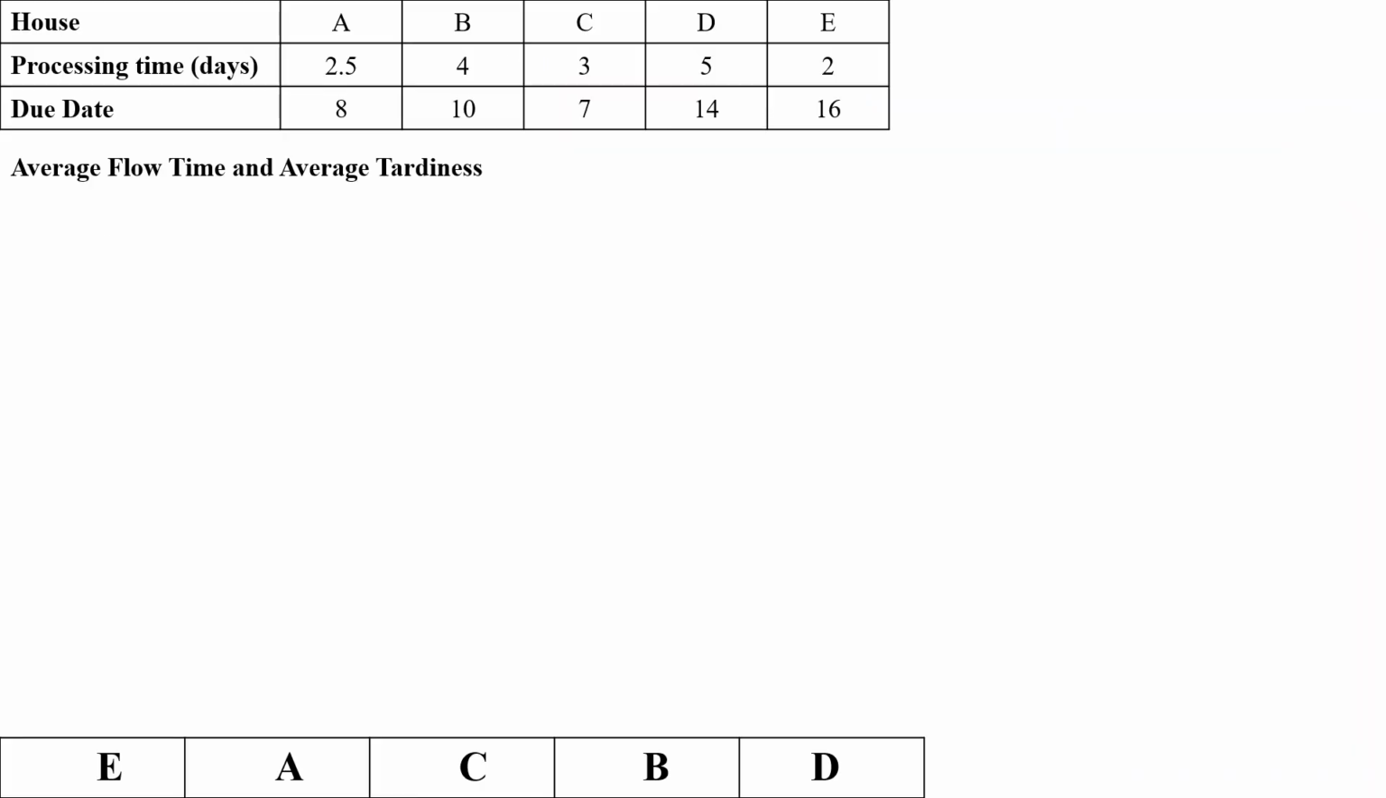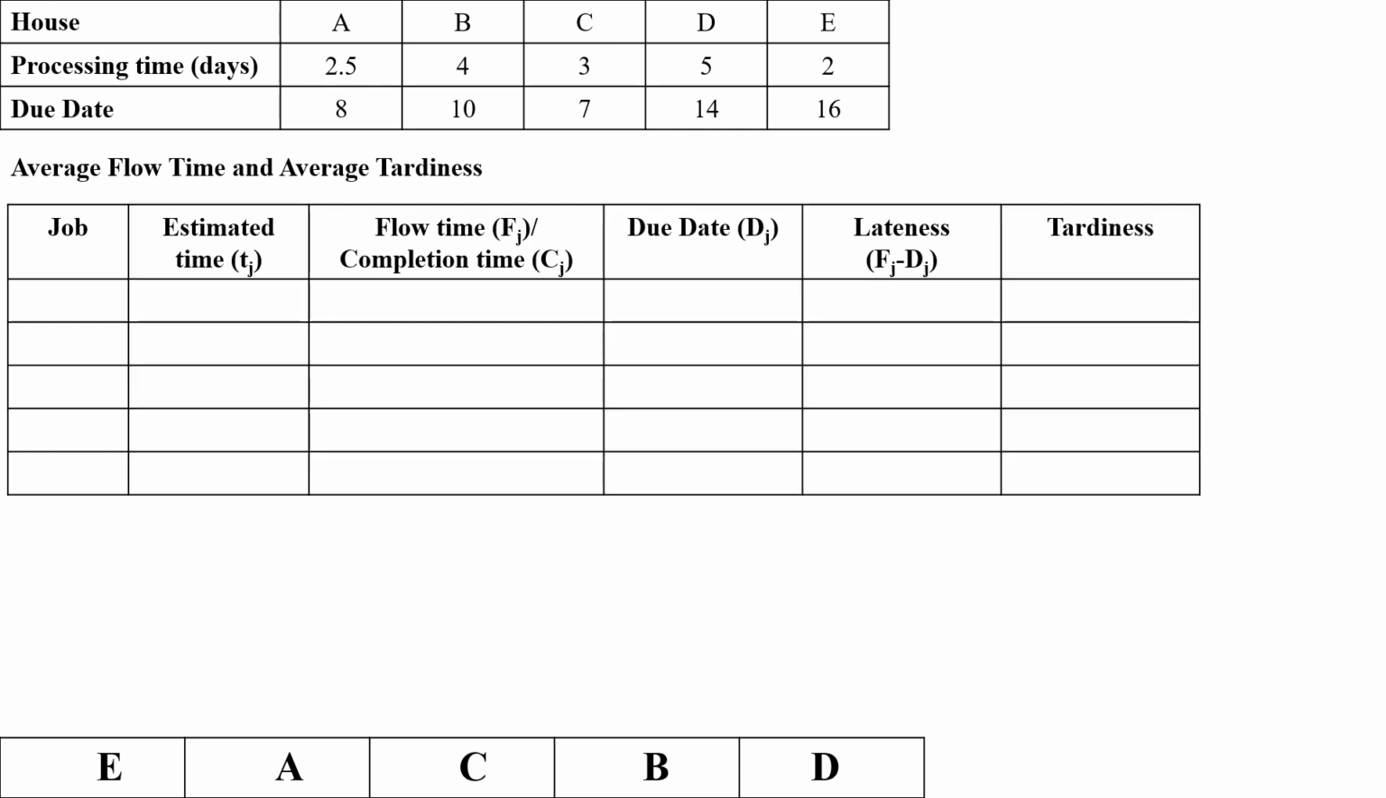Next we have to determine the average flow time and average tardiness. For this, draw a tabular column consisting of the following columns: first column is the job, second column is the estimated time Tj, third column is the flow time Fj or completion time Cj, next column is the due date Dj, next column is the lateness Cj minus Dj, or maybe Fj minus Dj, and the last column is the tardiness.